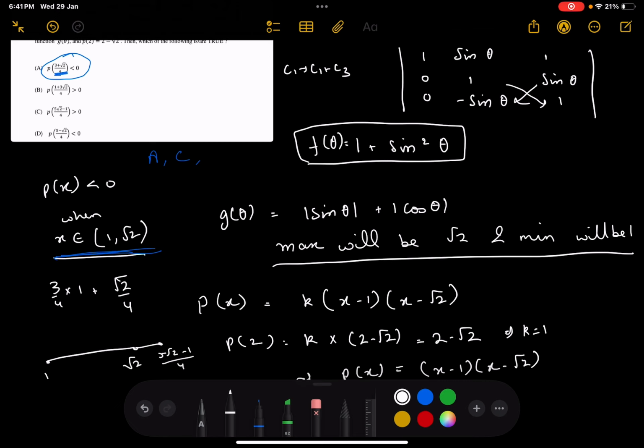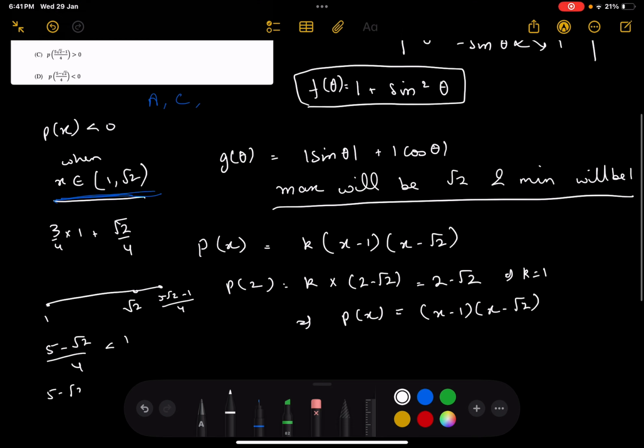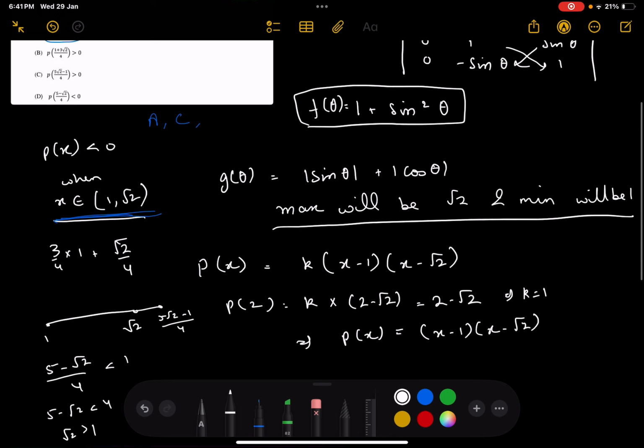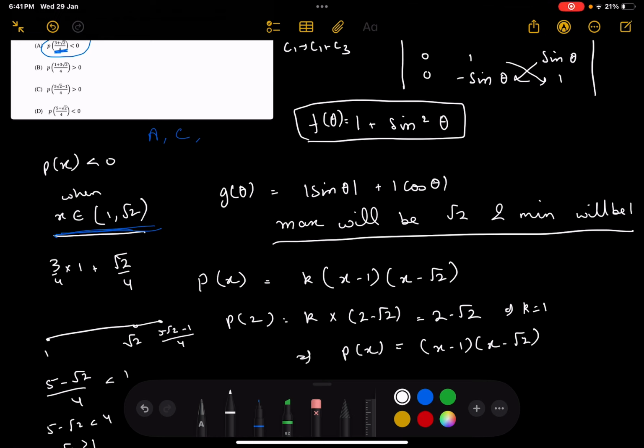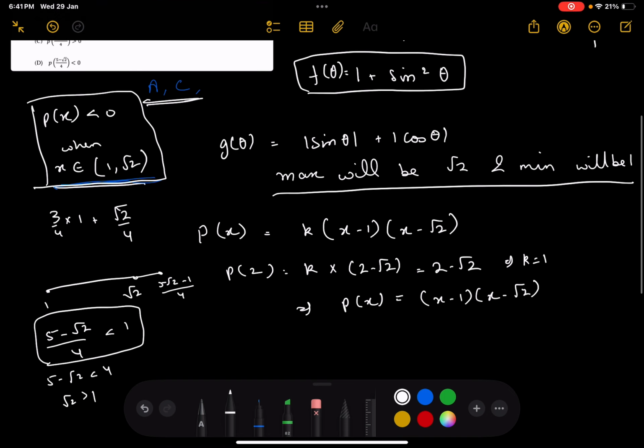And 5 minus root 2 by 4 is less than 1, because 5 minus root 2 is less than 4 as root 2 is greater than 1. So D option is wrong, because we have that p x would be less than 0 if and only if x is greater than 1 and less than root 2. So the final answer is A comma C, because 5 minus root 2 by 4 is less than 1. So yeah.